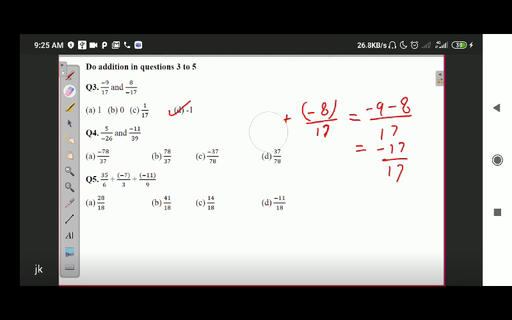Keep in mind that in addition the signs of both the terms do not change, but in subtraction the sign of one of the terms changes.